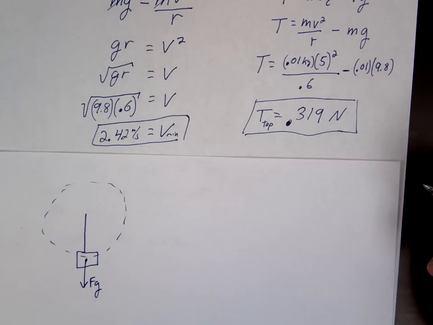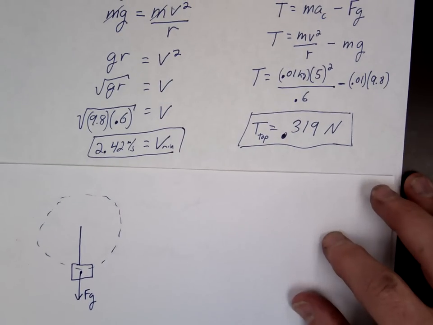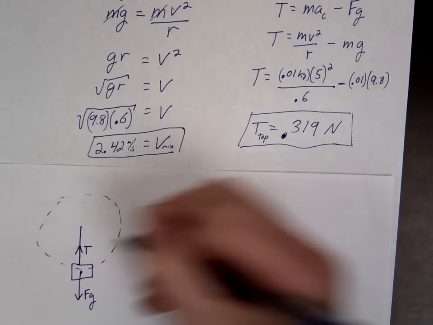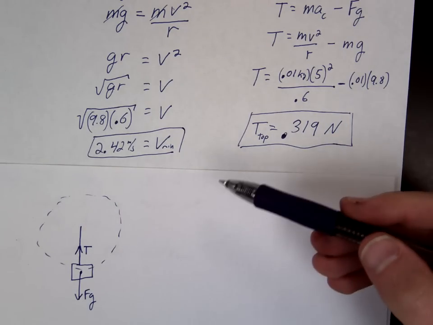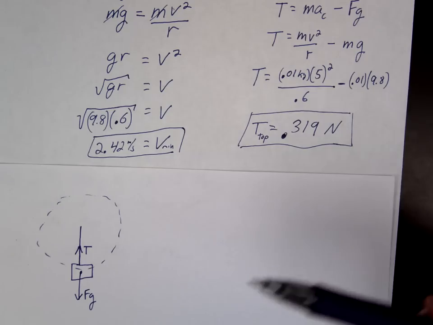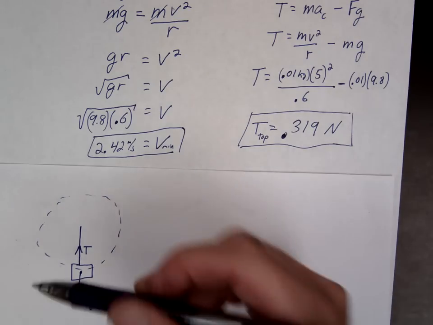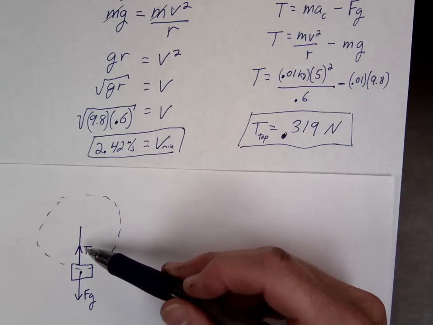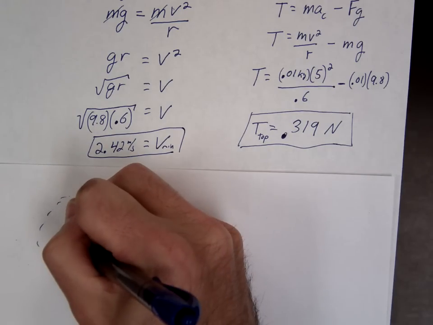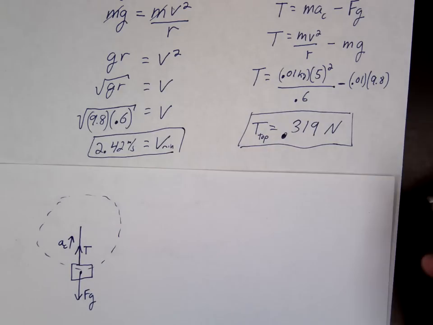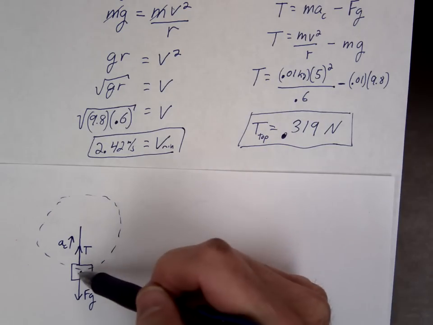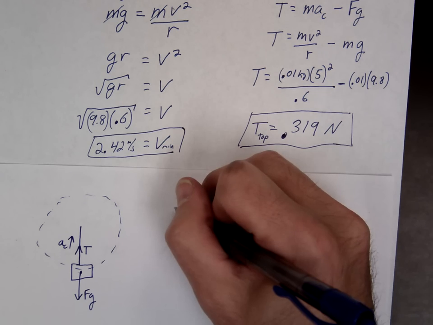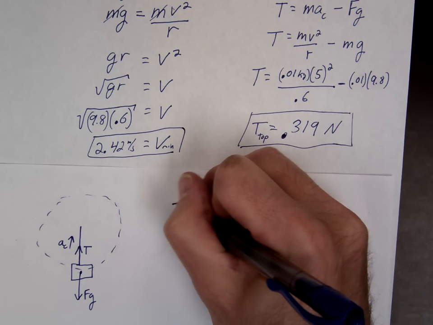There is still a tension, but what's different about the tension? Tension's going up this time. So last time you had both tension and gravity going down. This time you have tension going up and gravity going down. In what direction is the acceleration down here at the bottom? It's also up. It's always towards the center. So at this location, it'd be going up. So when you set up your equation, you're going to have positive tension this time because it's moving up.